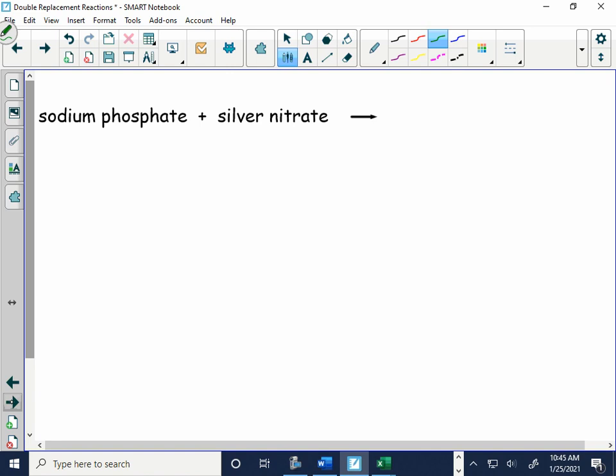Here's our third example. Sodium phosphate, silver nitrate. Once again, we're dealing with a double replacement number one. I'm not dealing with an acid. So I am going to swap my cations. Well, first of all, I guess I better write my formulas.